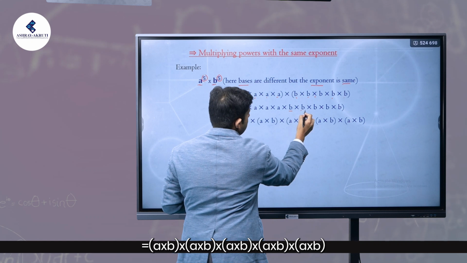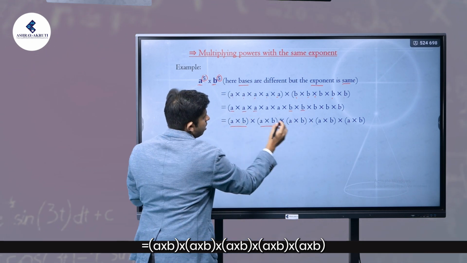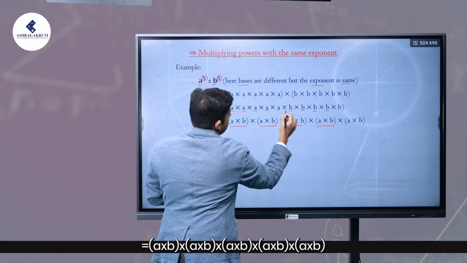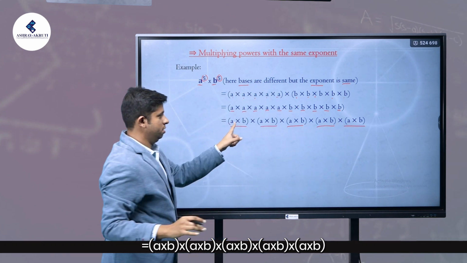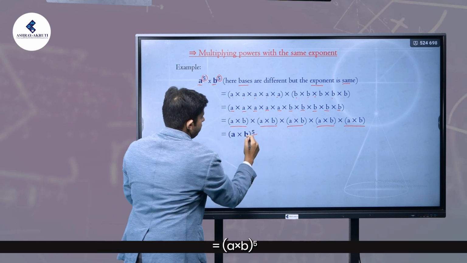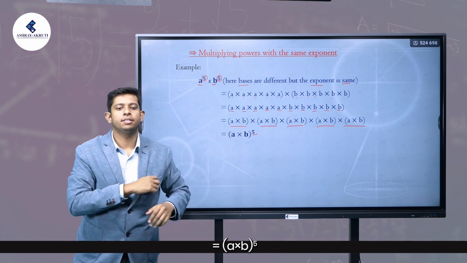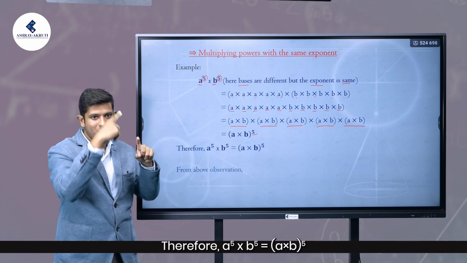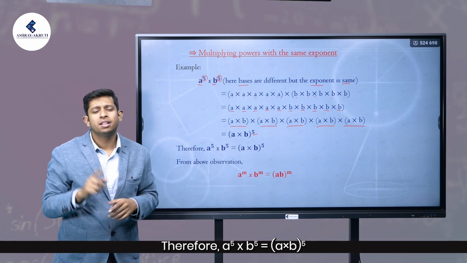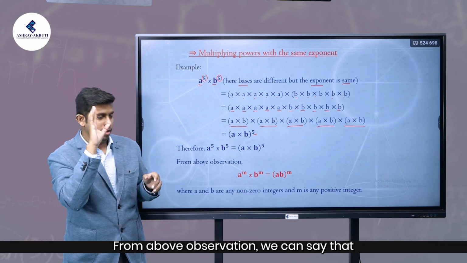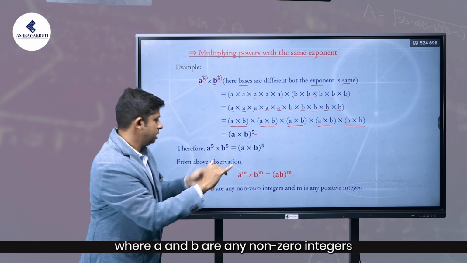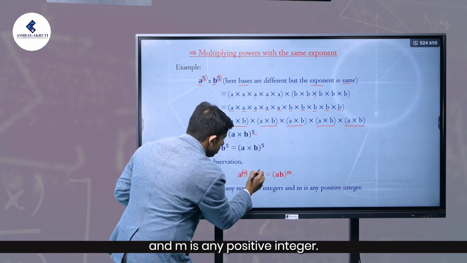This is equal to a into b into a into b into a into b into a into b into a into b, which is equal to a into b whole to the power of 5. Therefore, a to the power of 5 into b to the power of 5 is equal to a into b whole to the power of 5. From the above observation, we can say that a to the power of m into b to the power of m is equal to ab whole to the power of m, where a and b are non-zero integers and m is any positive integer.